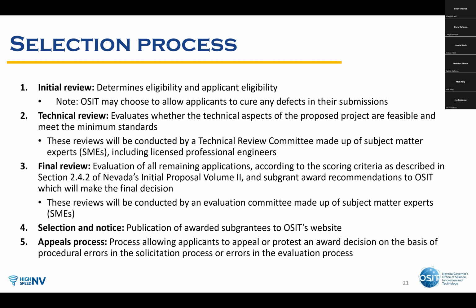Final review, which will include all of the scoring criteria that are described in the initial proposal, volume 2, and then recommendations from the subject matter experts doing that review to OSIT. OSIT will then publish its awarded subgrantees on the website, and there will be an opportunity then for appeal or protest.